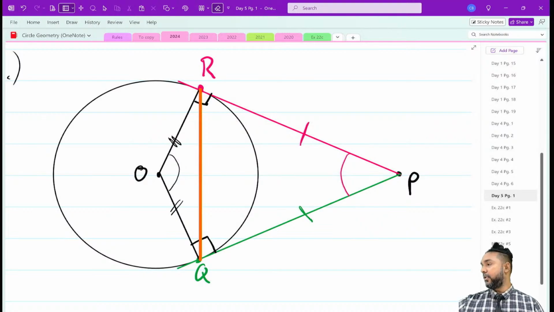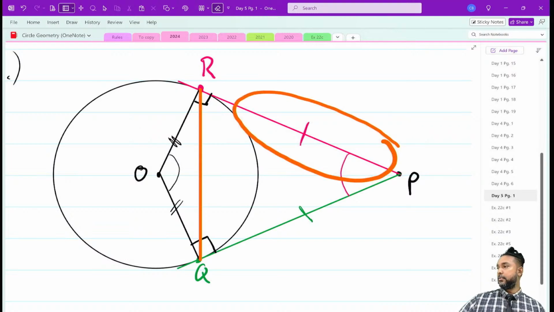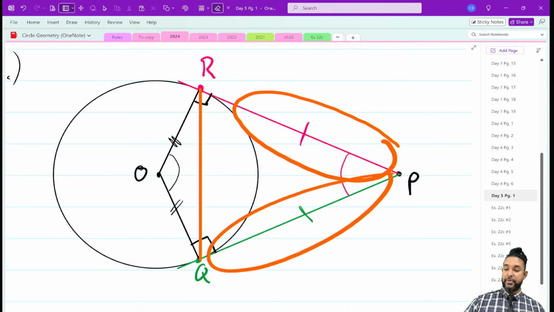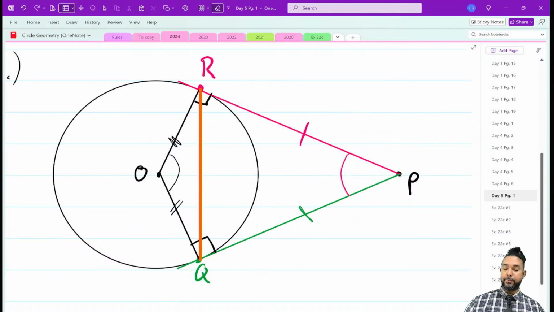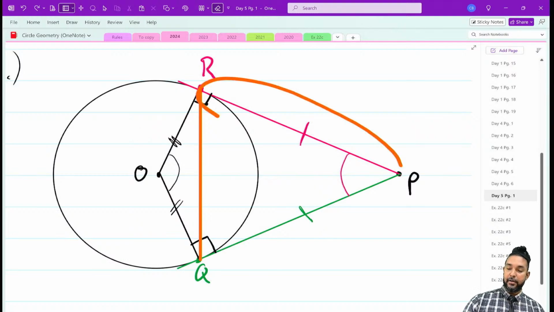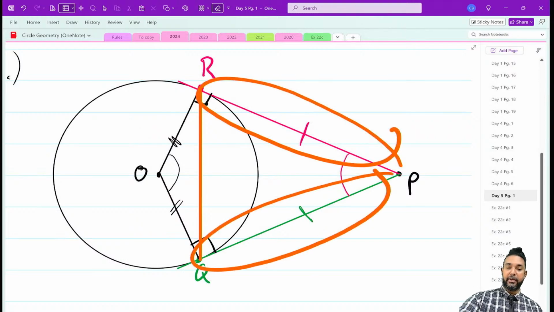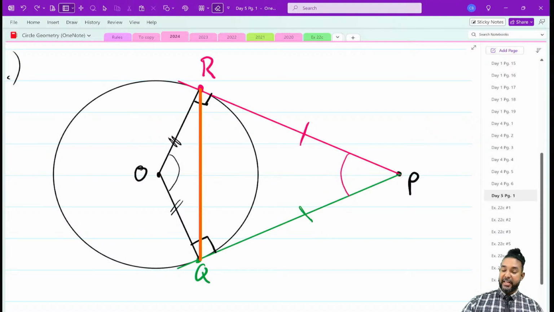What was that observation? That if we have two tangents to a circle that both start at the same point, the distance between that point and each point of tangency is the same. So PR, the pink line, and PQ, the green line, are equal in length. And with the inclusion of that orange chord, we have created two isosceles triangles.